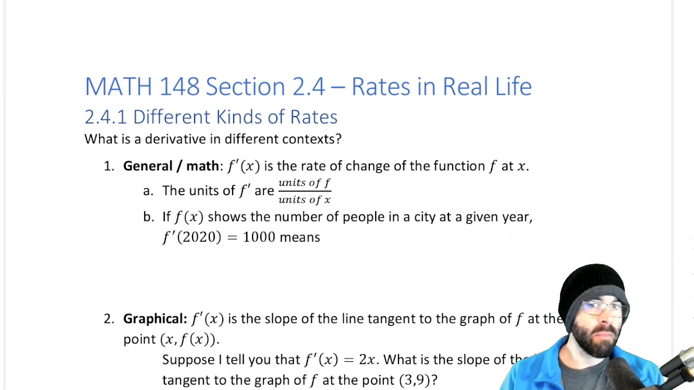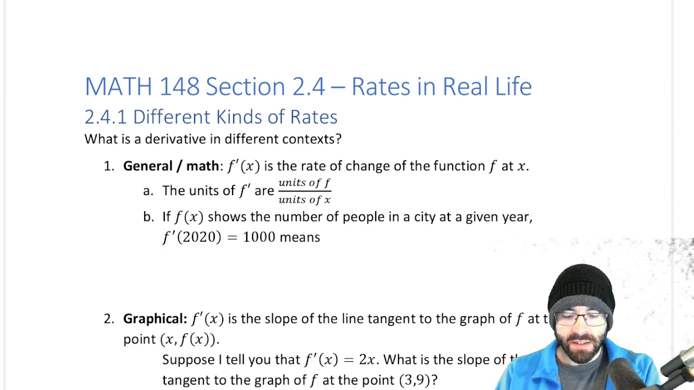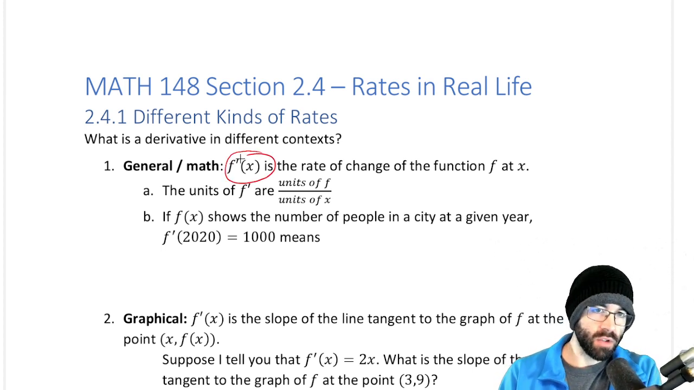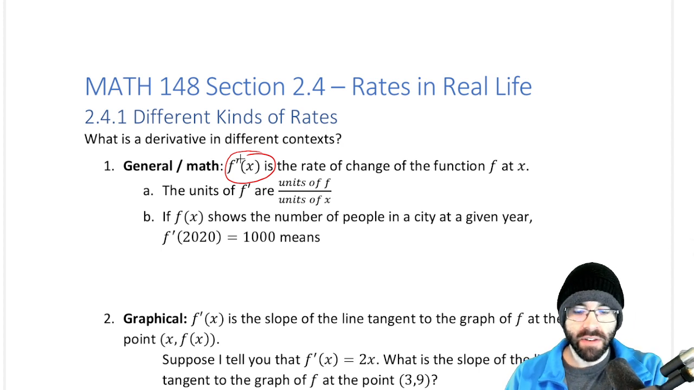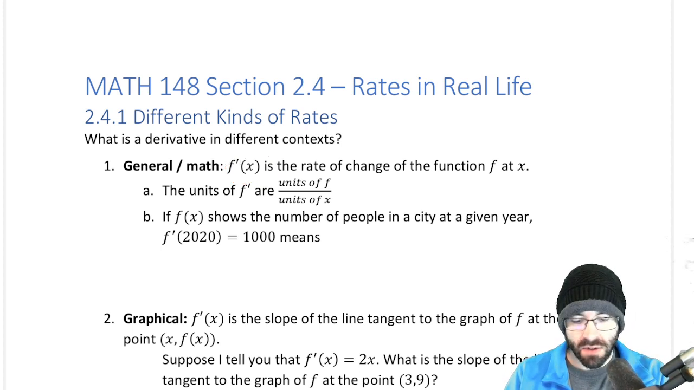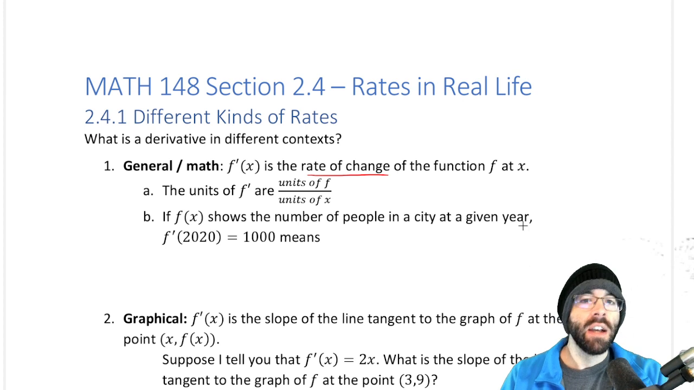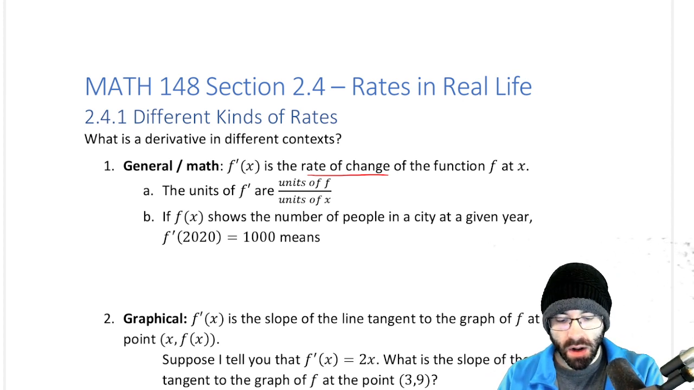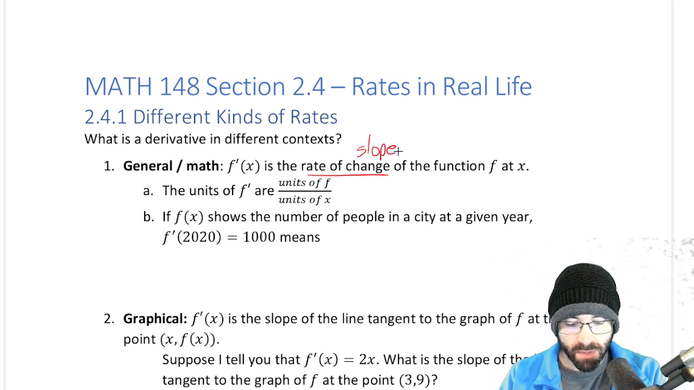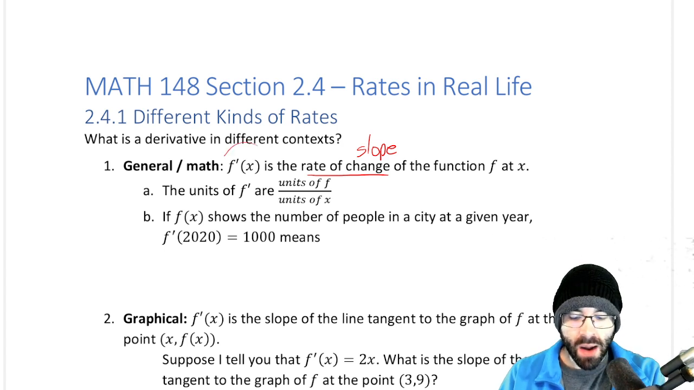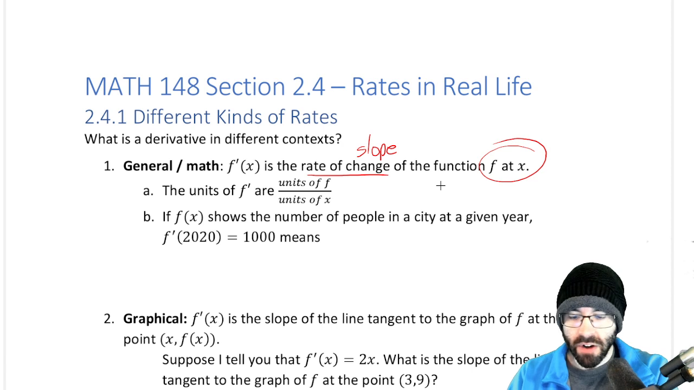So just in general, the mathematical thought for a derivative is it's written f prime, usually. That's the derivative of f. It's just the rate of change of the function f. It's the slope of this function. Okay, f prime of x is essentially the slope function of our original function.